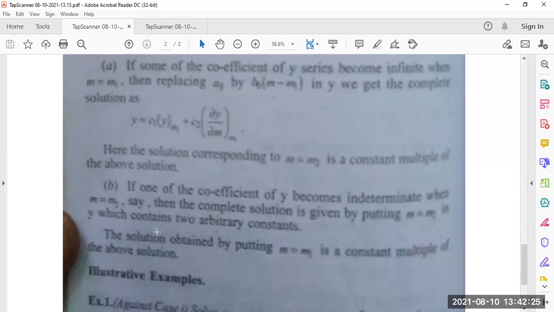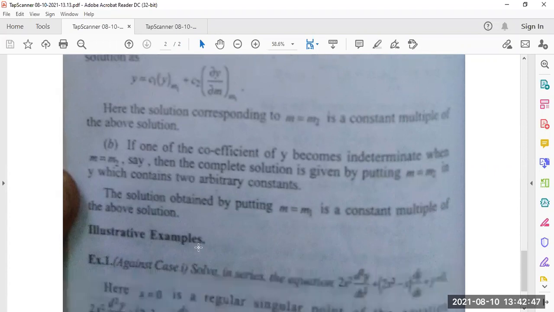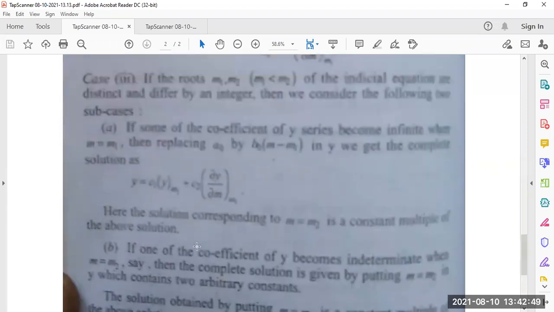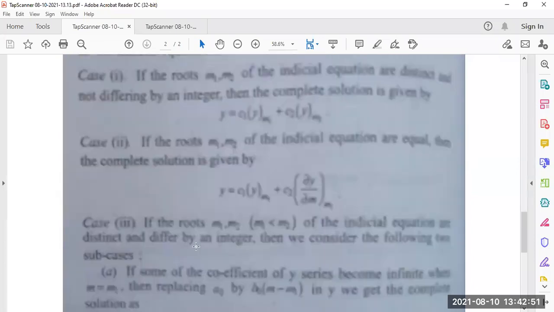Number 2: if one of the coefficients of y becomes indeterminate when m equals m2, then the complete solution is given by putting m equals m2 in y, which contains two arbitrary constants. The solution obtained by putting m equals m1 is a constant multiple of the above solution. So these are the rules, and some cases are given. So these are the Frobenius method.